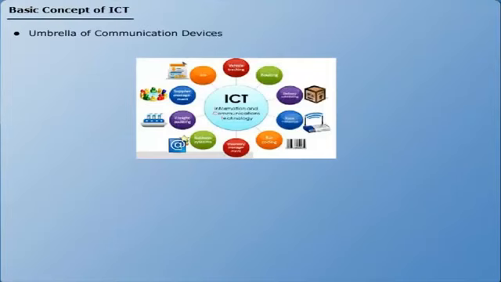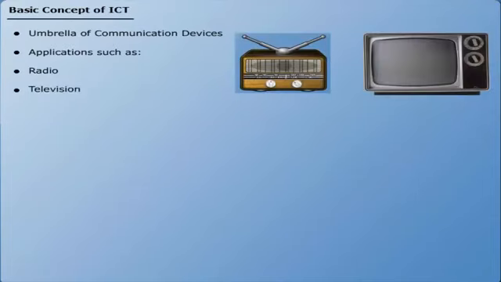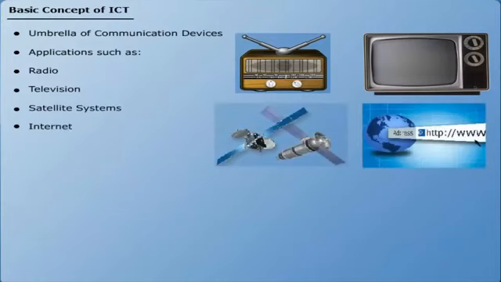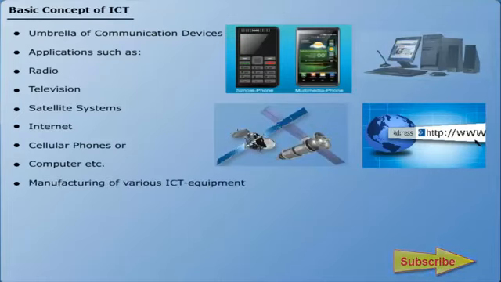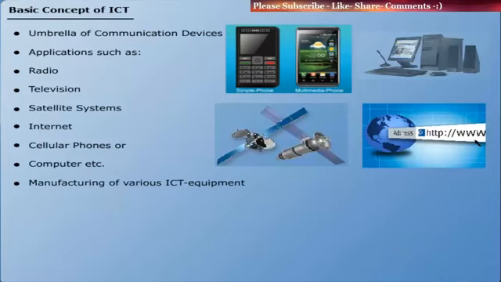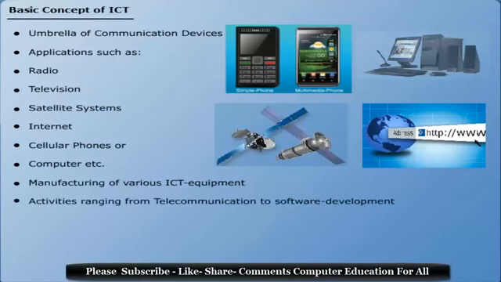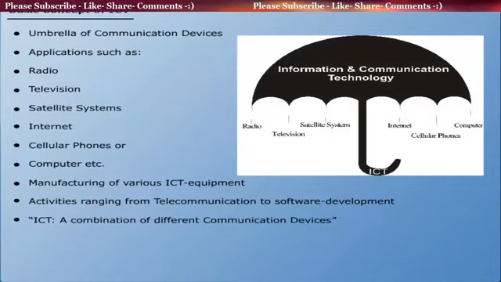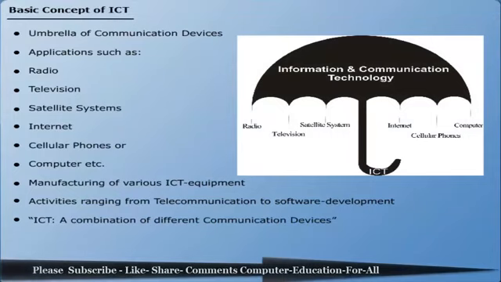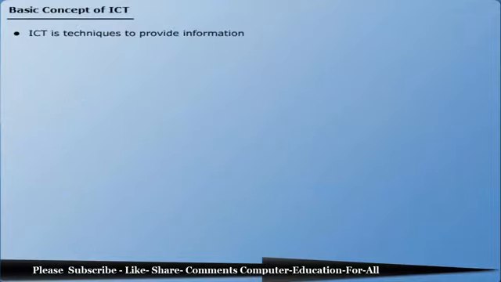ICT is just like an umbrella comprising of different communication devices or applications such as radio, television, satellite systems, internet, cellular phones, or computer. ICT sector is basically considered to include the manufacturing as well as assembling of various ICT equipment, a variety of numerous service activities ranging from telecommunication to software development. A figure named as ICT, a combination of different communication devices, shows the above basic concept in a clear way.